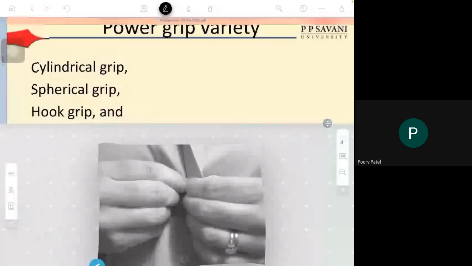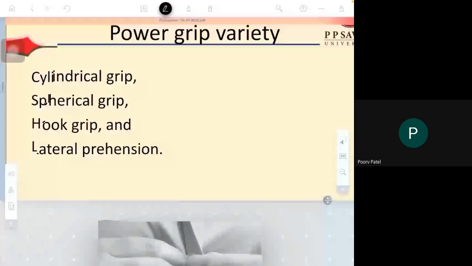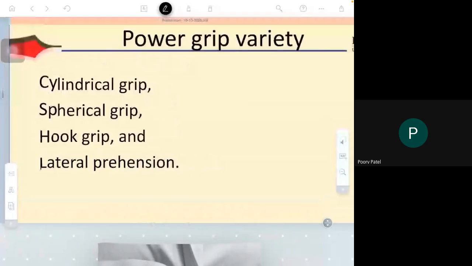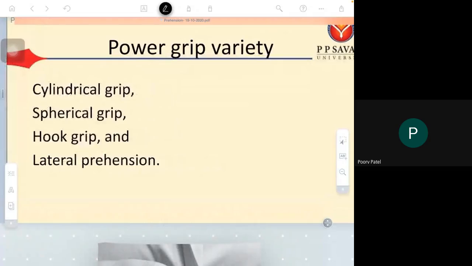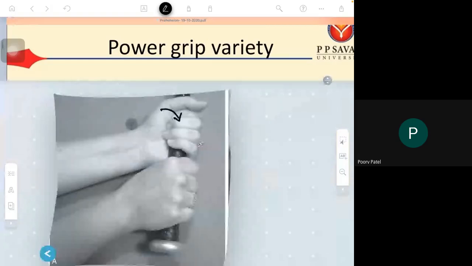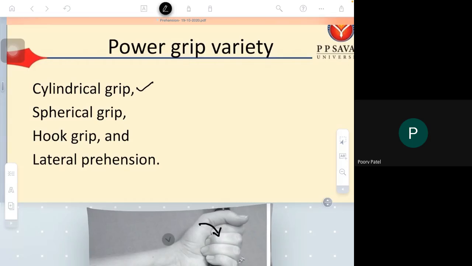So in power grip there are four types of power grips, depending upon the shape and size of the object. First is cylindrical grip, spherical grip, hook grip, lateral prehension. There are four types.